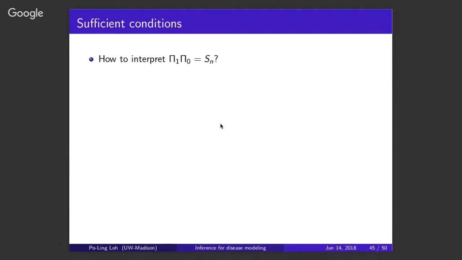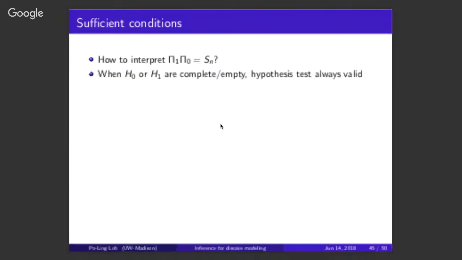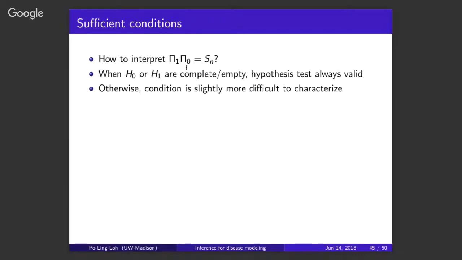Okay, but I wanted to spend a bit of time talking about interpretability of these conditions. So as I said, if the null hypothesis graph is complete or empty, then pi0 is equal to Sn. You can also see quite easily by looking at this mathematical statement that if H1 is a complete or empty graph, then pi1 is also equal to Sn, so this is always true. In general, it's going to be more difficult to understand what this criterion means.